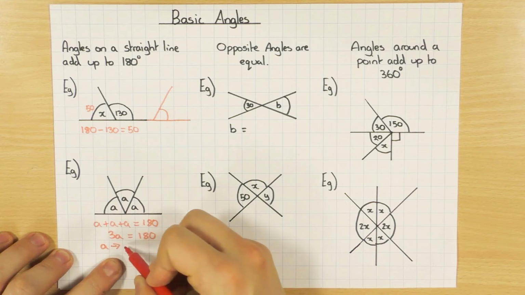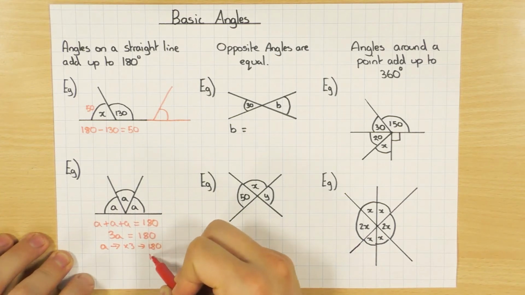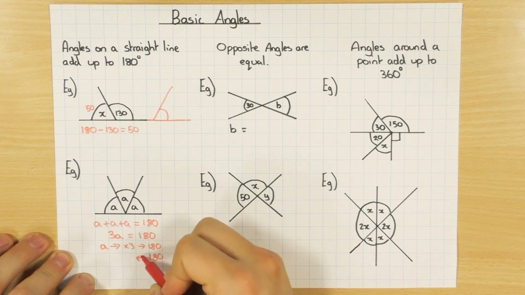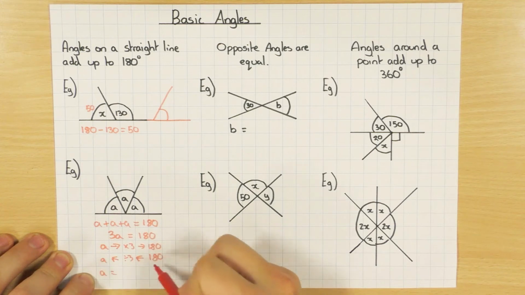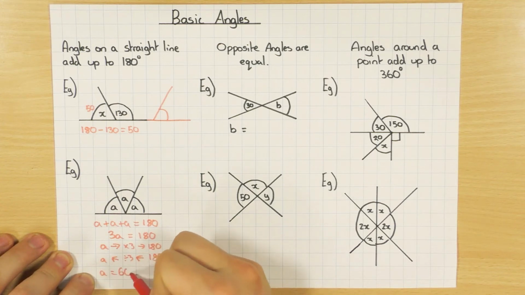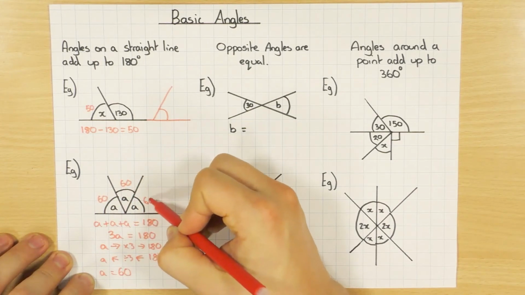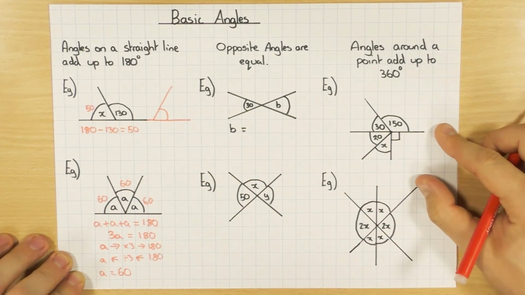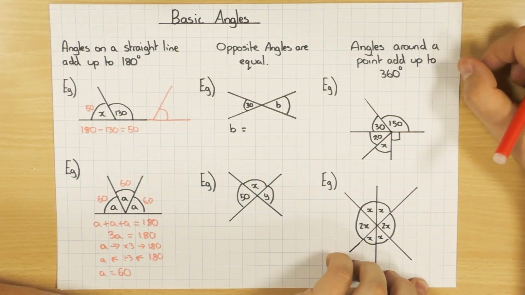To solve this, I've got A, I times it by 3, I get 180. So to go backwards, 180, I divide by 3, and I get back to A. So 180 divided by 3 gives me 60. So each of these angles here will be 60, so they add up to 180. Okay, so that's the first rule: angles on a straight line add up to 180.